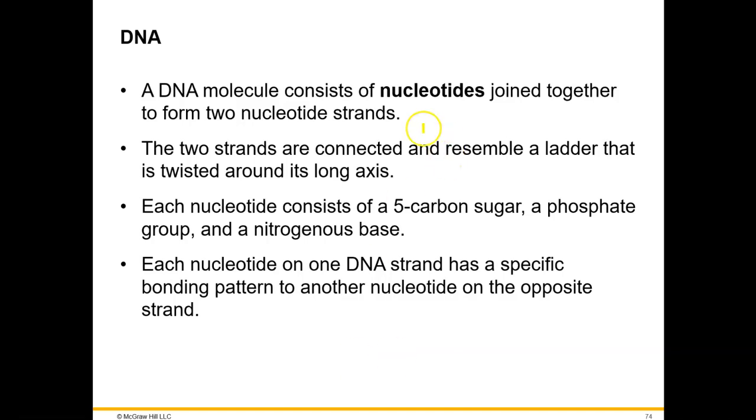So a DNA molecule consists of nucleotides. Nucleotides are the monomers of DNA. The DNA is double-stranded. Each nucleotide has a 5-carbon sugar called deoxyribose. It has a phosphate group, and it has a nitrogenous base, which is either A, C, T, or G.